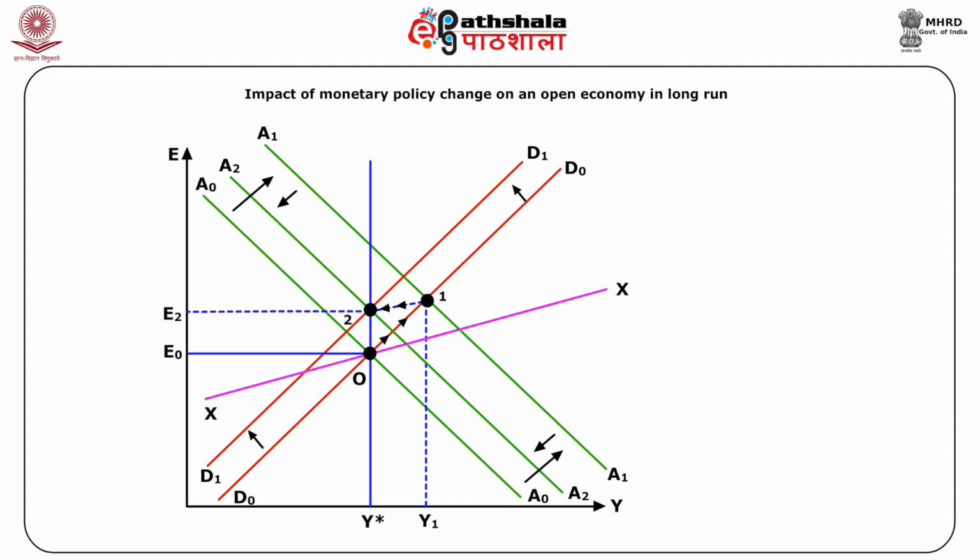Thus, with monetary expansion in the long run, prices and exchange rates have risen without any change in the output. Note that in the diagram, exchange rates first depreciated to a level of E1 and then adjusted down to E2. They increase beyond their long run level. This is called overshooting of exchange rates.